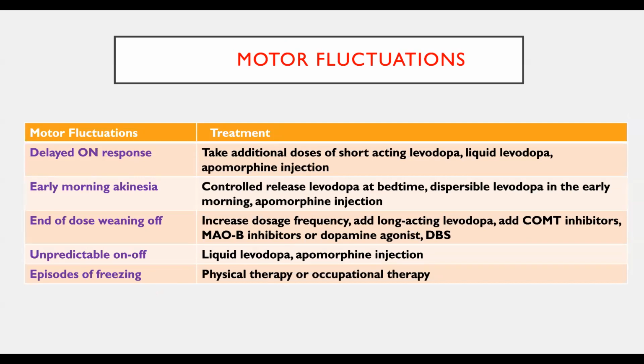Sir, what is end of dose weaning off, sir? End of dose means we have given a levodopa tablet. Ideally, a levodopa tablet will act for a period of 4 hours. So as the disease progresses, the duration of action of levodopa also decreases. Rather than 4 hours, the effect of the levodopa ceases by 2 hours or even less than that. In that setting, you need to increase the frequency of levodopa. That is early weaning of the dose effect, that is weaning off, the end of dose effect.